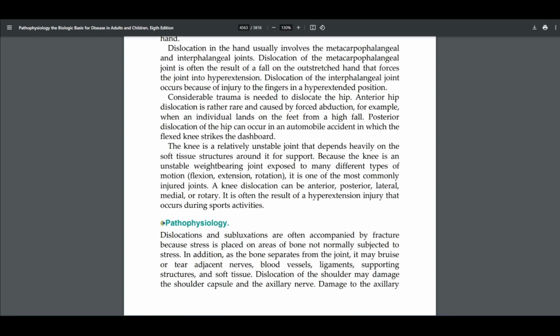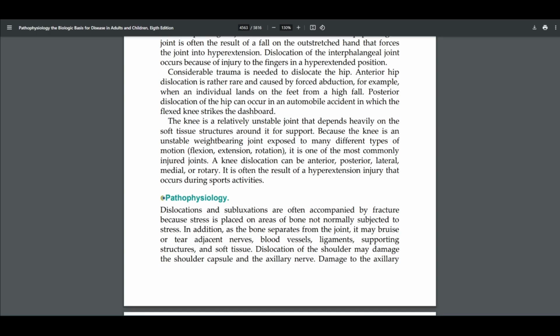Considerable trauma is needed to dislocate the hip. Anterior hip dislocation is rather rare and caused by forced abduction, for example, when an individual lands on his feet from a high fall. Posterior dislocation of the hip can occur in an automobile accident, in which the flexed knee strikes the dashboard.